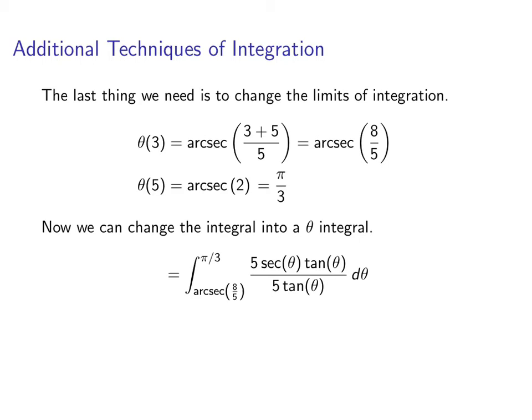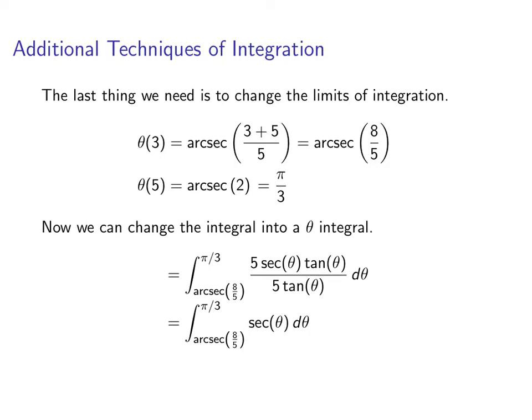The dx, you should be able to see that the dx got transformed into this, and that whole gigantic denominator got transformed into this. And the good news is a whole bunch of stuff cancels, right? The tangents cancel, the 5 cancels, and look, the only thing that's left is that secant theta. So here's our integral.